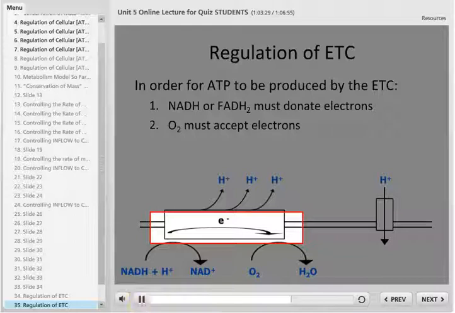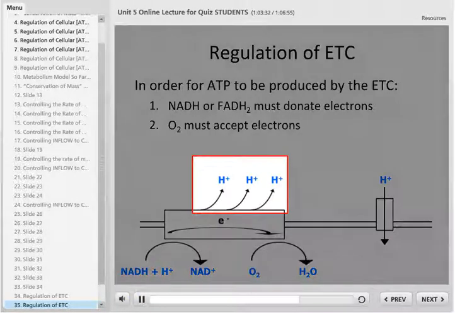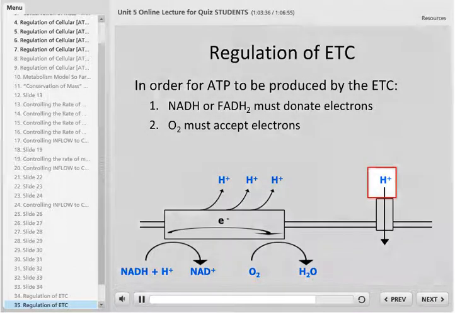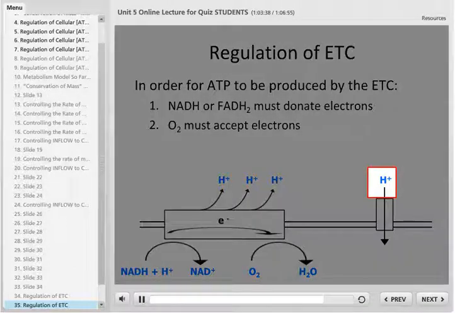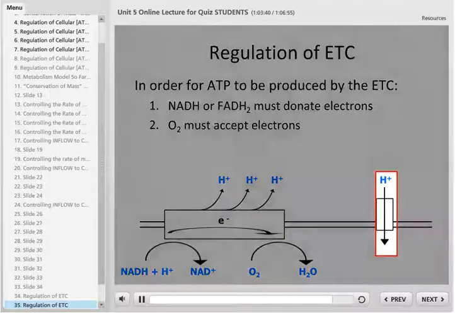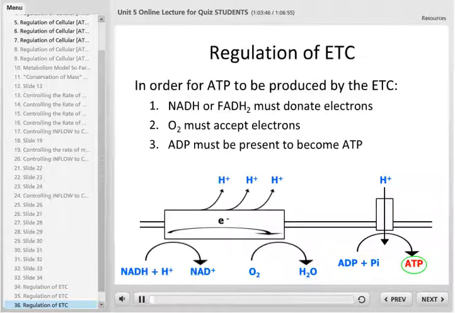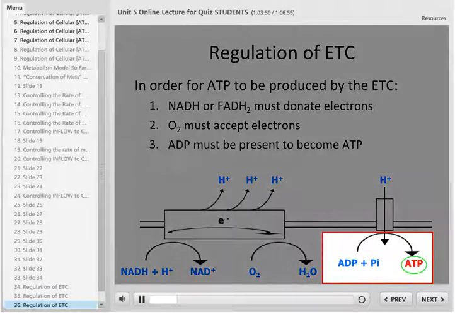And the faster the rate of flow, the more the hydrogen ion pumping, and the more hydrogen ions you have out here, the more of this flow back through ATP synthase can occur. And ultimately, therefore, the greater the production of ATP.